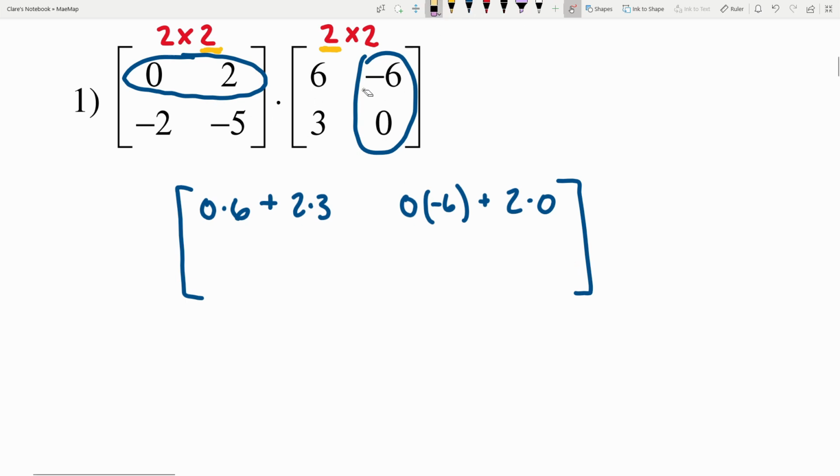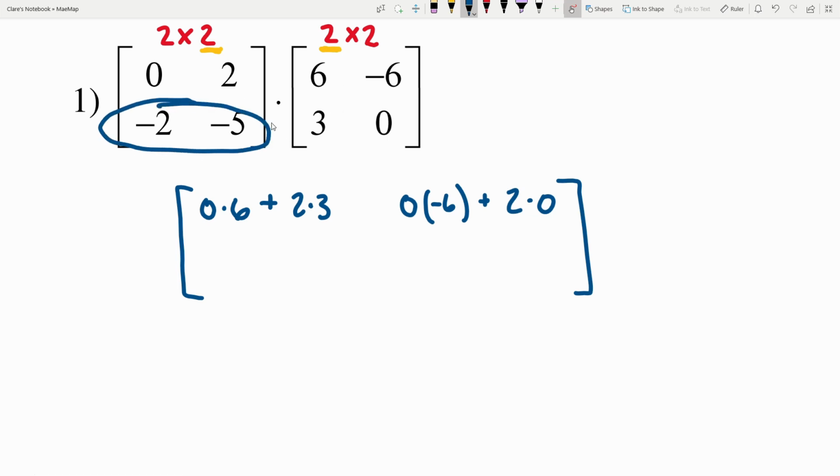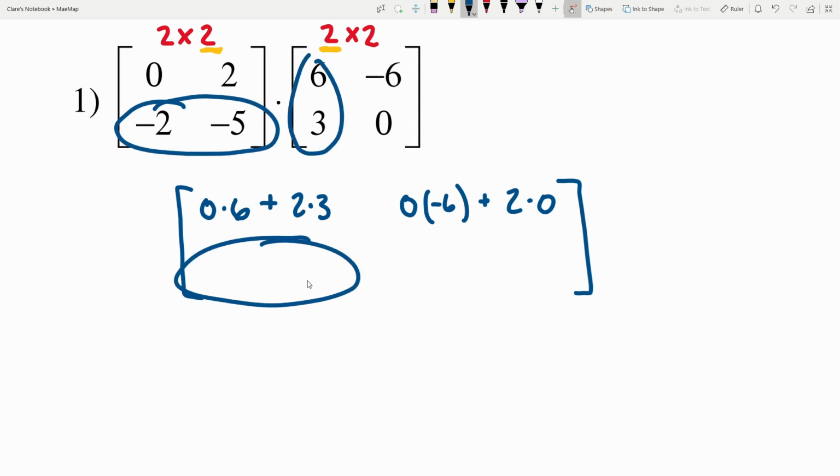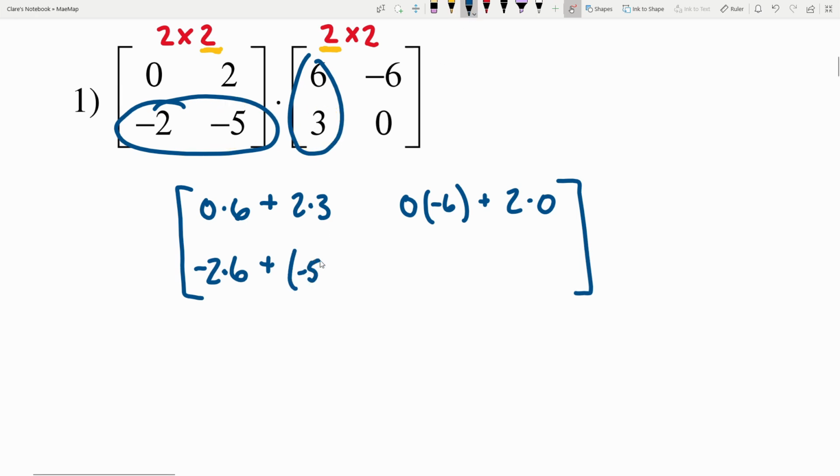Now we're just going to work on figuring out that second row, and we're going to be using the second row of our first matrix. So we're going to dot the second row of our first matrix with column 1 to get row 2, column 1. So -2 times 6. And we'll add that to -5 times 3, the second number in our row times the second number in our column.